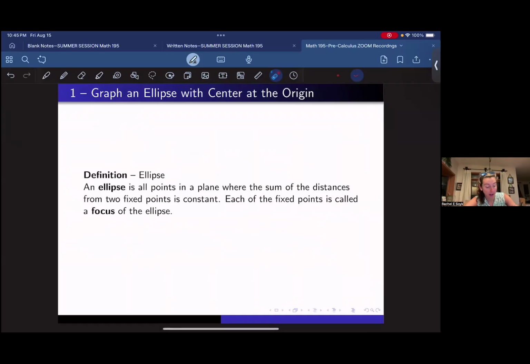So first, let's define what an ellipse is. An ellipse is all points in a plane where the sum of the distances from two fixed points is constant. And so each of the fixed points is known as another vocabulary word, which maybe I'll use a different color for this, a focus of the ellipse.